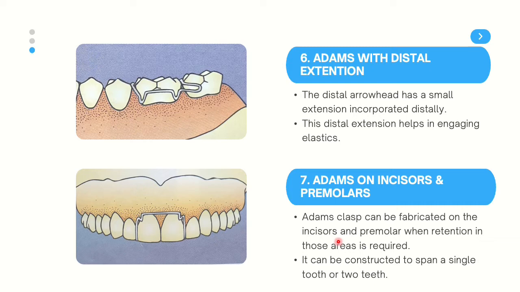For example, the Adams clasp on the incisor. Usually for the central incisors, we put the Adams clasp on both like this. Okay, I've never seen an Adams clasp on a single central incisor because the undercut is very minimal, and there is a higher risk of soft tissue trauma. So for the incisor, usually we put it on both central incisors like this, and for the premolar, we put it on a single premolar, as you saw on the previous slide.